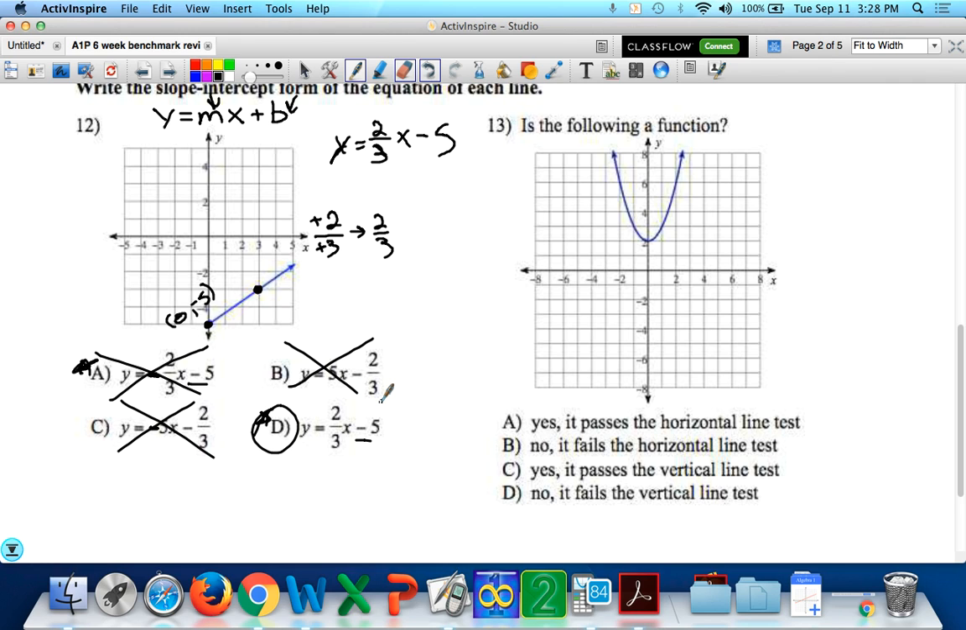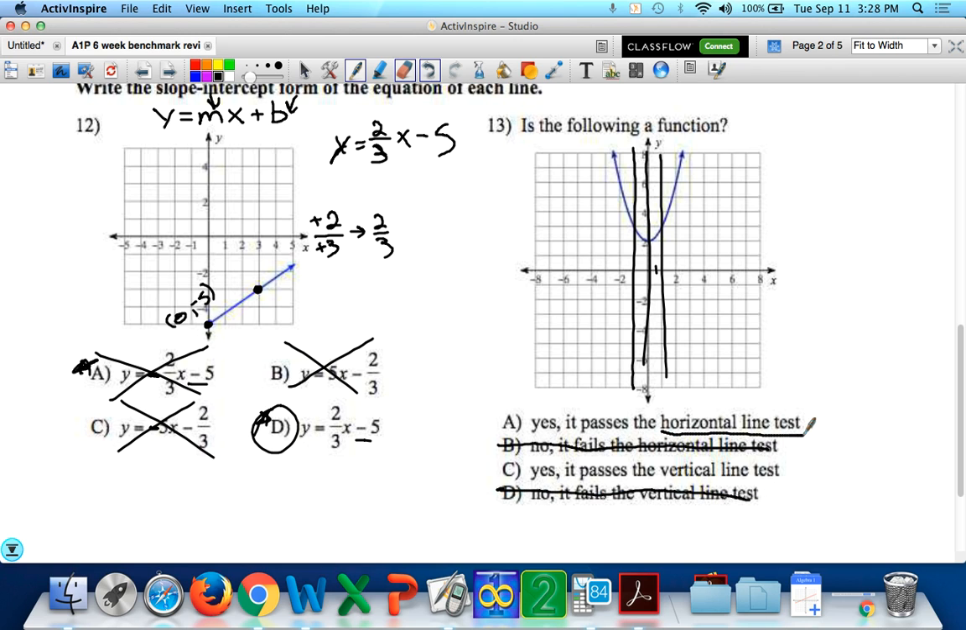13, is the following a function? This is just asking about the vertical line test, which means when we draw a vertical line through our graph, we should only ever hit it one time, okay? You never want to hit it twice. So yes, this is a function, but there's 2 answers that say yes.